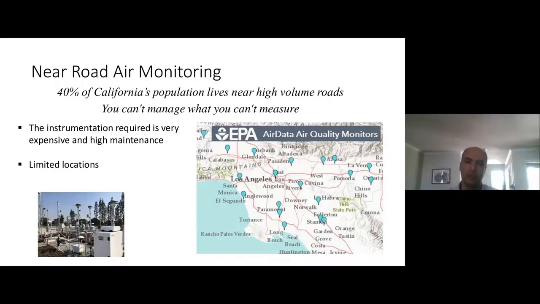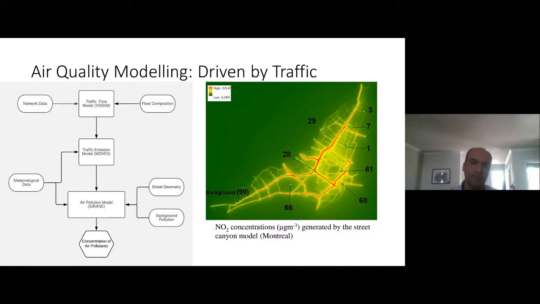There are two approaches to define this air pollution level: measuring and air quality modeling. Measuring requires very expensive instruments with high maintenance. That's why they are installed in limited locations. The map on the right shows air monitoring stations around Los Angeles. For example, AQMD, which covers four counties, has only four near road monitoring stations. So, if you are interested in simulating traffic pollution in a vast area such as a city, we should use air quality modeling.